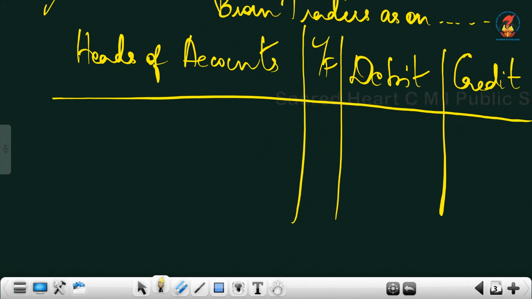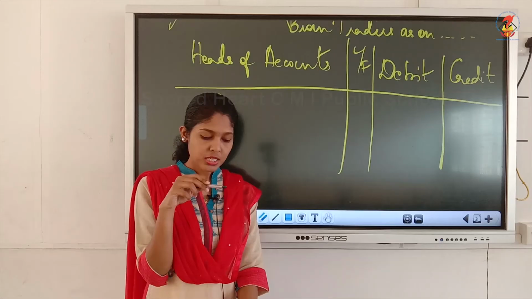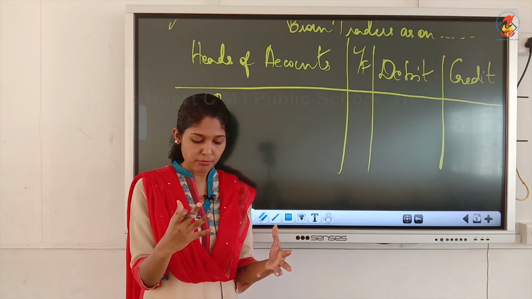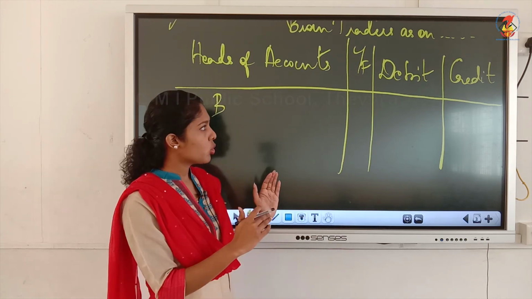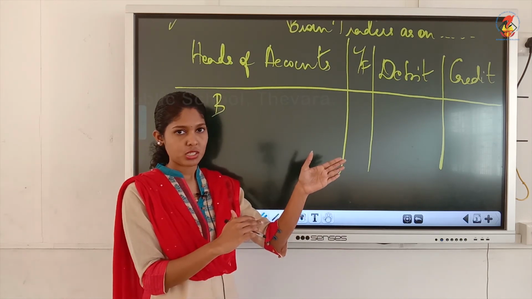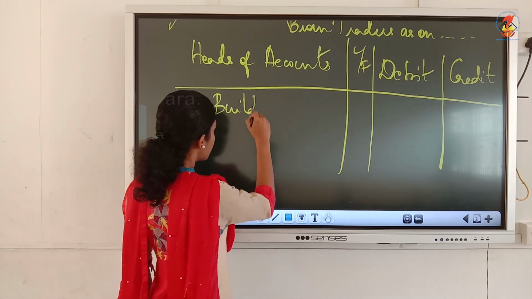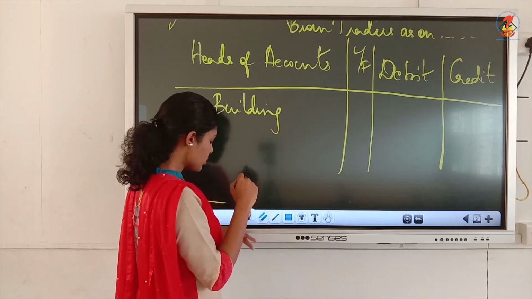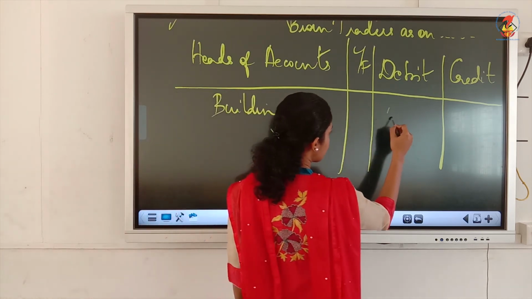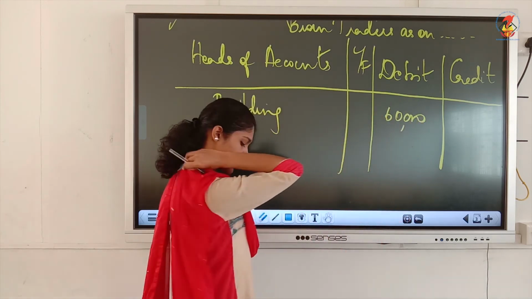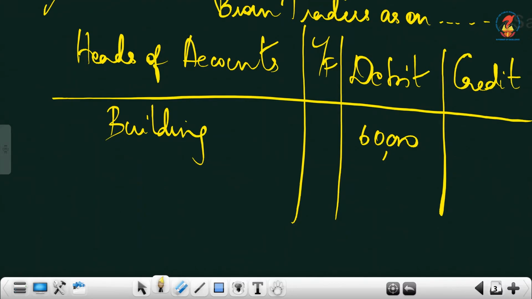Okay, the first one given there is building. In the question they have given a different format of trial balance, but you follow the same format that we studied. Everywhere you draw this format. Building is an asset, so it will have a debit balance, 60,000. That is correct actually. In the question also they have written it in the debit column. Then machinery is also an asset, so that also goes in the debit column.